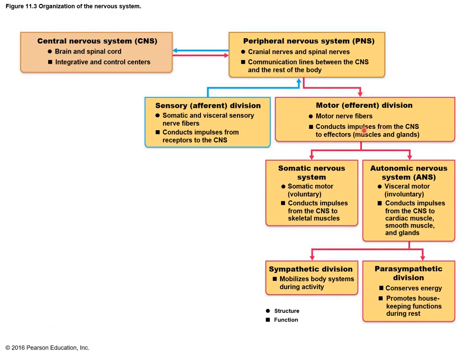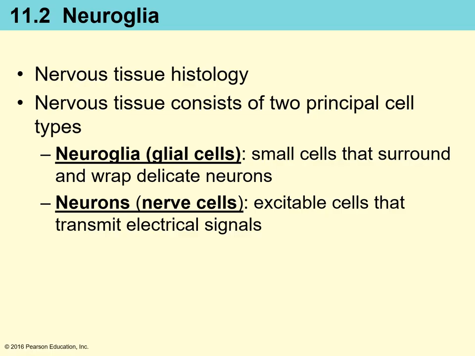So that motor or efferent division can be divided into your somatic or autonomic, and then the autonomic can be further subdivided into the sympathetic versus parasympathetic. And we're going to be looking at all of these. But first, let's get some of the basic things down.